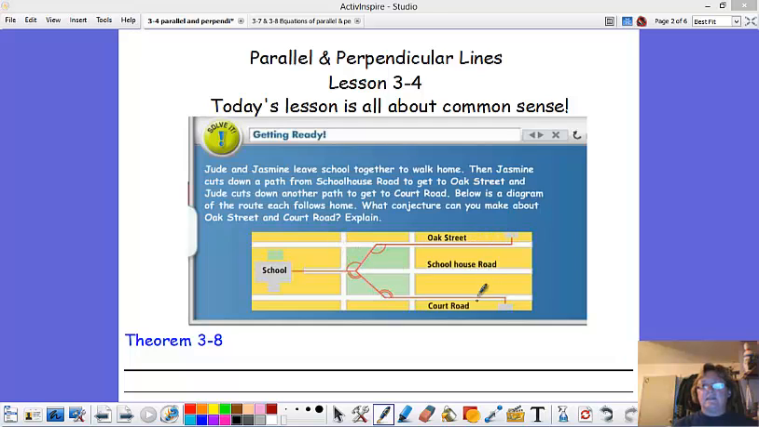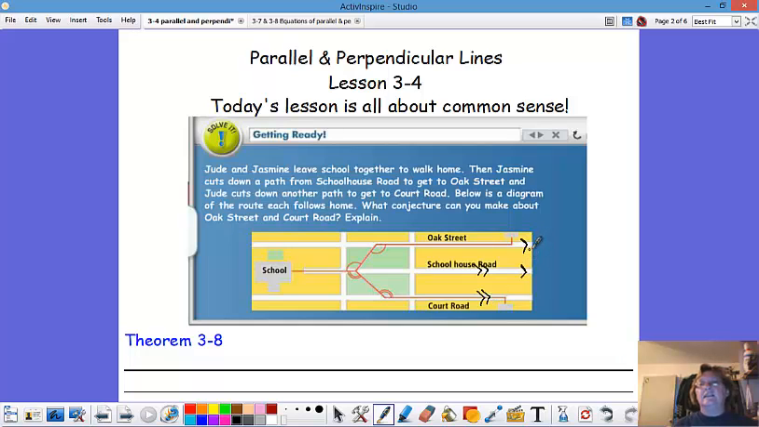That's the outsides here. And I would just ask you to look at the angles that are marked congruent, right there and right there. Which kind of angles are those? Alternate interior. If those alternate interior angles are congruent, then what we know for sure is that Oak Road and Schoolhouse Road run the same direction. As you look down here where Jude was walking, alternate interior angles here are also congruent, which means that Schoolhouse Road, this one, is parallel to Court Road, this one.